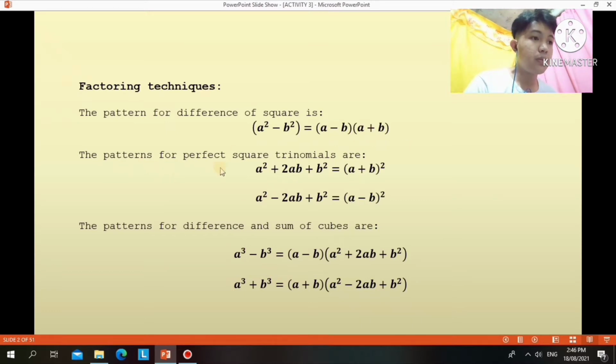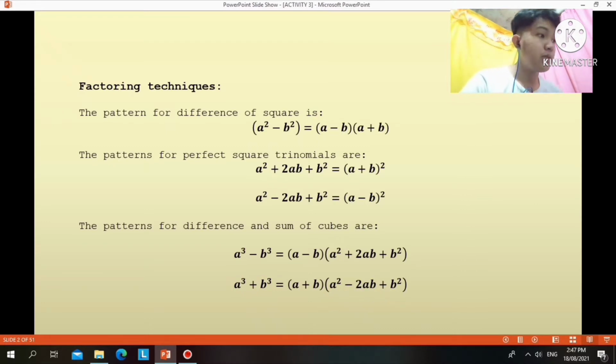Next are the patterns for perfect square trinomials: a squared plus 2ab plus b squared is equal to the square of a plus b, and a squared minus 2ab plus b squared is equal to the square of a minus b. Next, the patterns for difference and sum of cubes: a raised to 3 minus b raised to 3 is equal to a minus b times a squared plus ab plus b squared, and a raised to 3 plus b raised to 3 is equal to a plus b times a squared minus ab plus b squared.